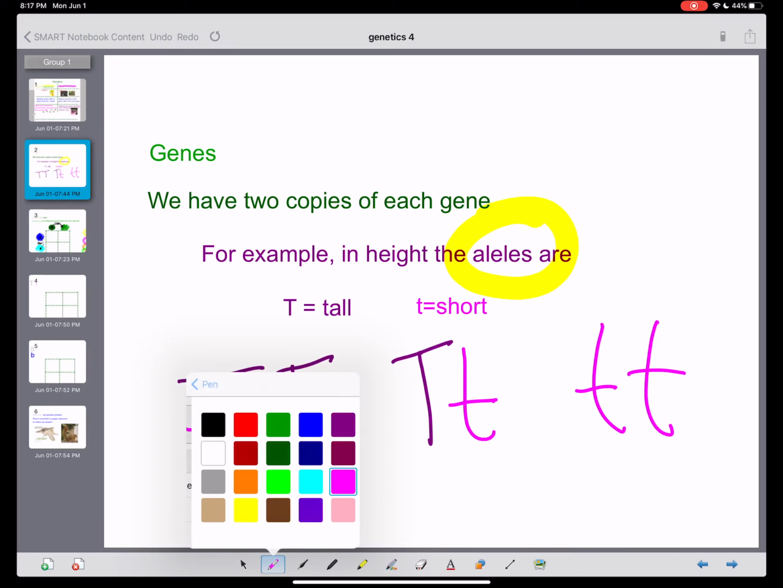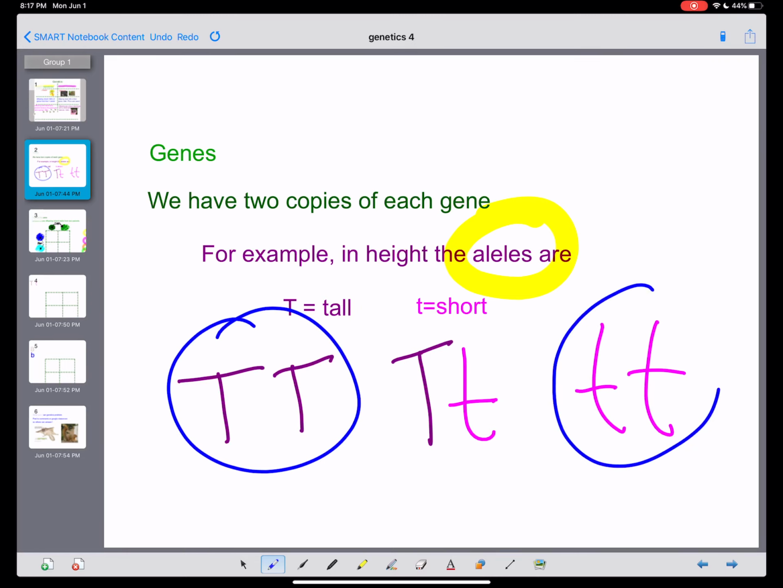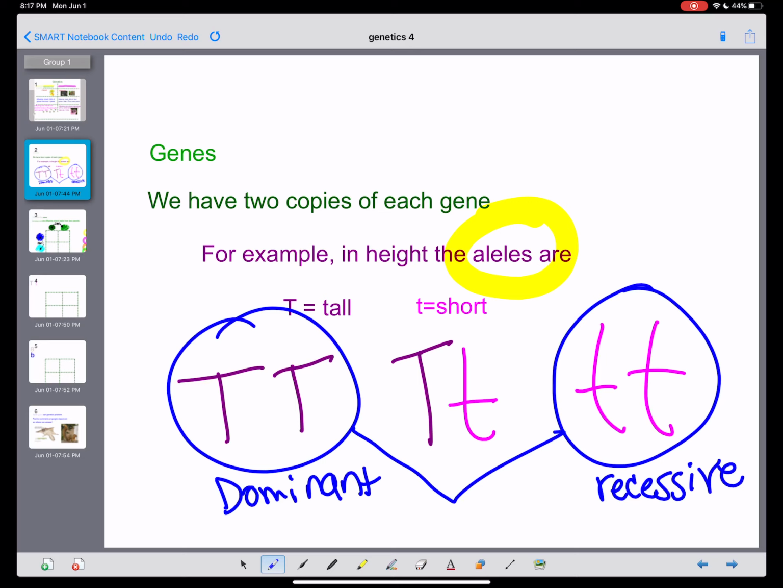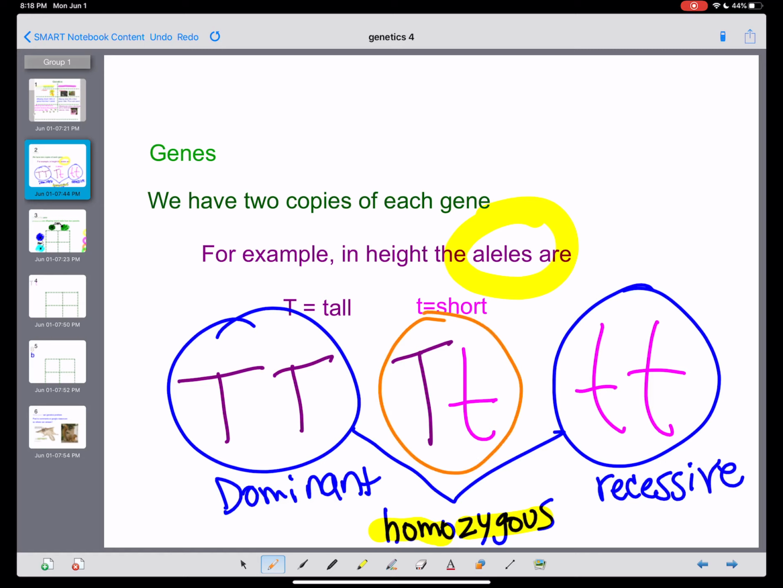Now, anytime a living thing has 2 copies of the same allele, either 2 capital, which is dominant, or 2 lowercase, which is recessive, that means that their genes are called homozygous. And that just means same zygotes or genes. Now, in contrast, if a living thing has one of each, this is called heterozygous.